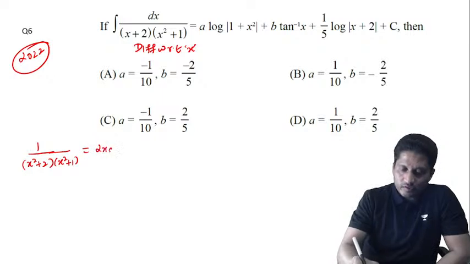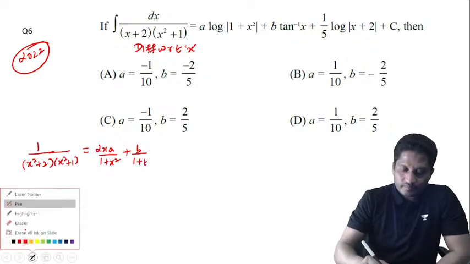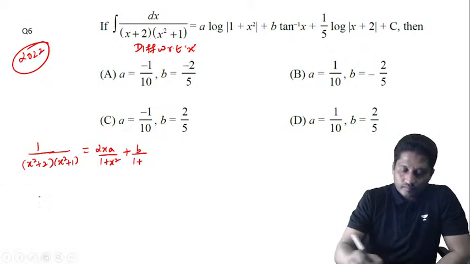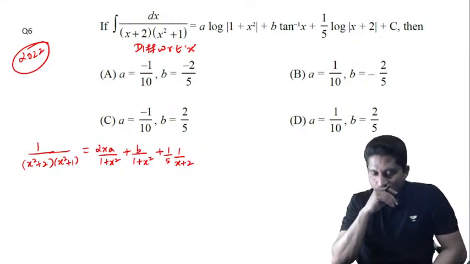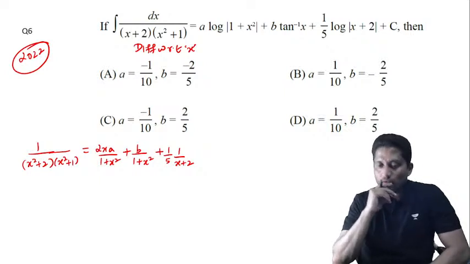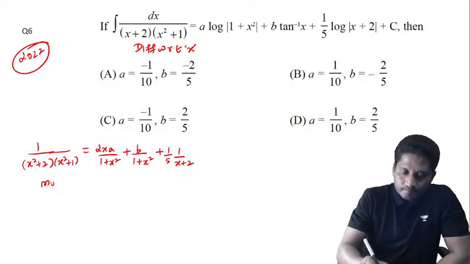Differentiation of x square is 2x, so you get a by 1 plus x square. I'm just differentiating. Differentiation of tan inverse of x is 1 by 1 plus x square. And then 1 upon 5, integration of 1 by x is log x. The differentiation of log x is 1 by x. Okay. If you multiply by (x plus 2) into (x square plus 1).